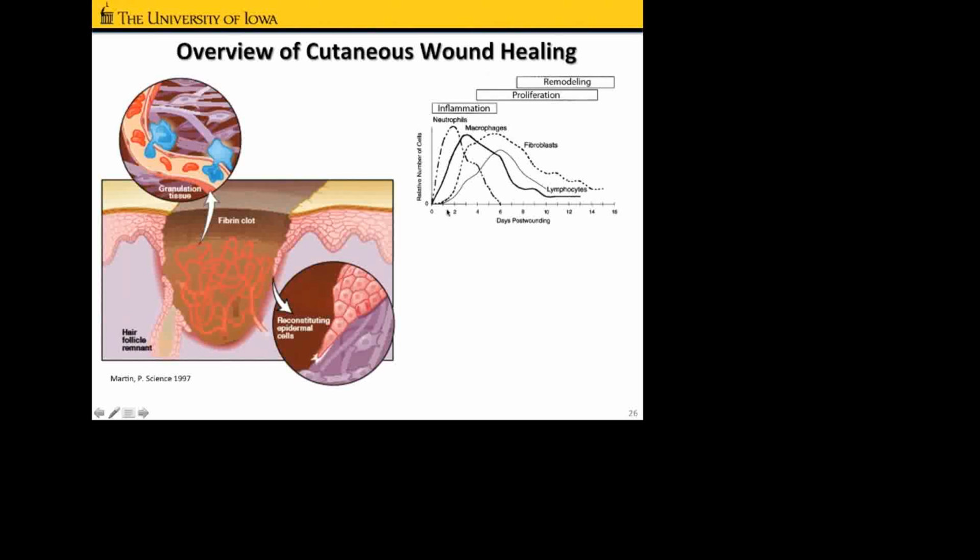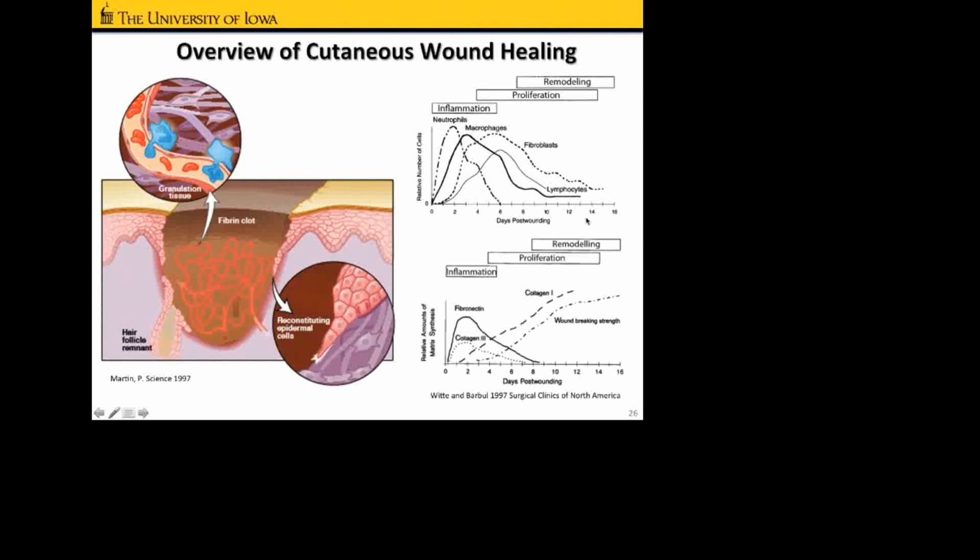And this axis is days post-wounding. You then have different components of the matrix that are getting produced. So we have this initial production of fibronectin and type 3 collagen that's gradually replaced by type 1 collagen. And here you can conveniently see an increase in the wound breaking strength, which is strongly correlated with the amount of type 1 collagen. So that's wound healing in general.